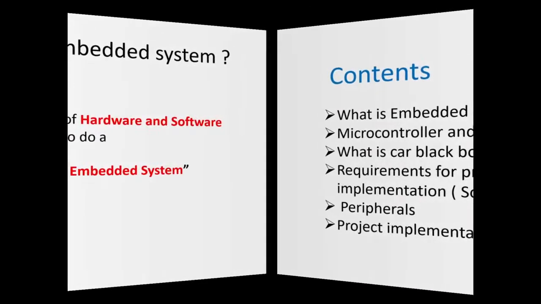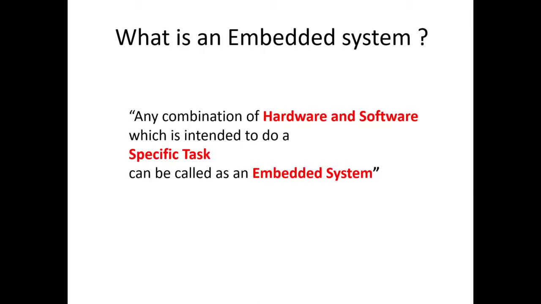Okay, so first of all, what is an embedded system? I will give you a brief introduction to what exactly an embedded system is. An embedded system is a combination of hardware and software which is intended to do a specific task. The specific task is important because it works on a particular task, so the definition is like this: a combination of hardware and software intended to do a specific task can be called an embedded system.